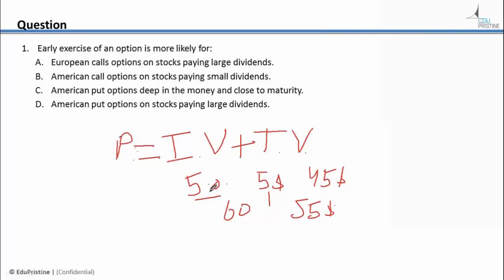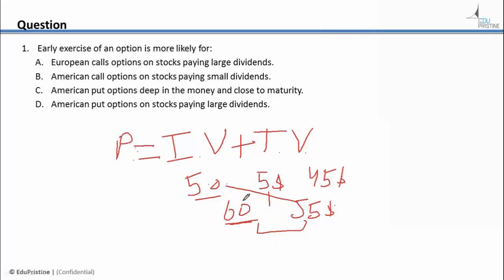Obviously 60. You can buy at 50, you can sell at 60, you will make $10. You can buy at 50, you can sell at 55, you will make $5. So 60 is good for you. So you don't want a higher dividend or a dividend at all, right? So in case there are dividends in stock options, you don't want those.